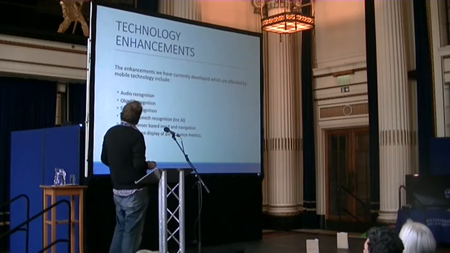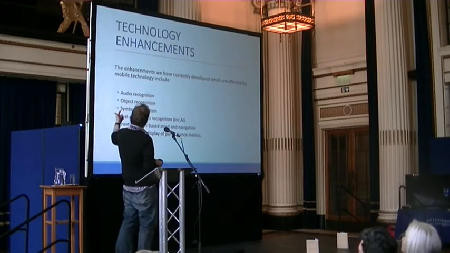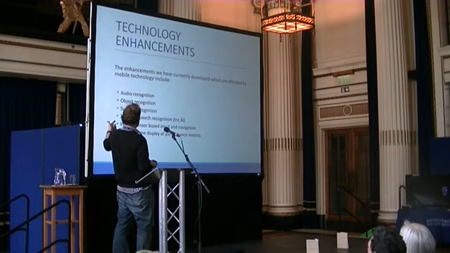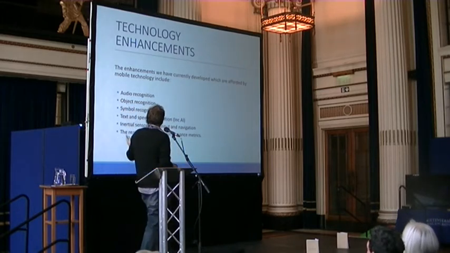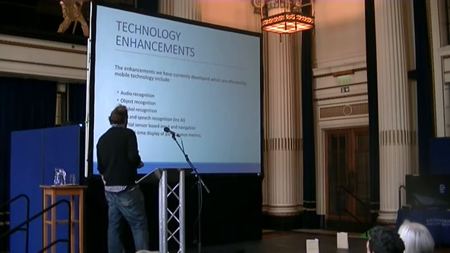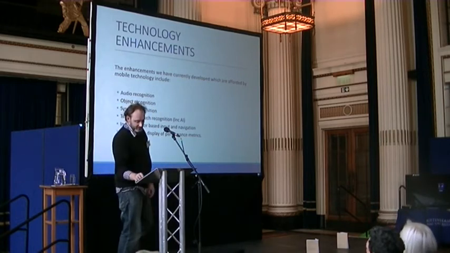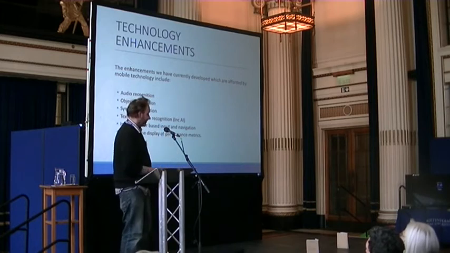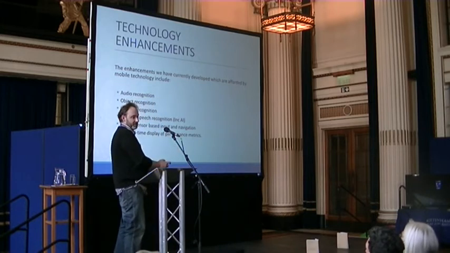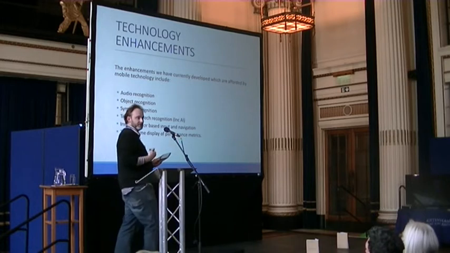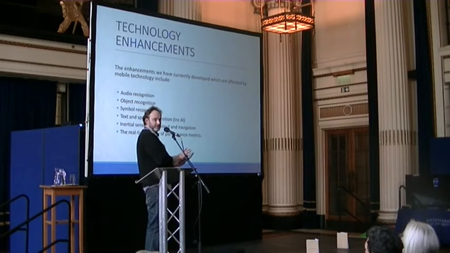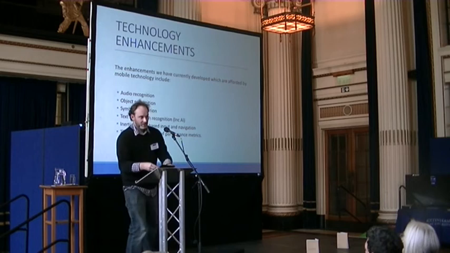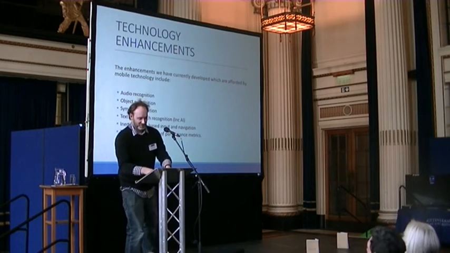The enhancements, which I've already listed, are audio recognition, object recognition, symbol recognition, text and speech recognition, including the AI I just gave the example about, inertial sensor-based input and navigation, and the real-time display of performance metrics. One of the great things about augmented reality is I can look at the ball, I can look at the targets, and I can actually have the metrics. If I use the speed equals distance divided by time example, I'll be able to float those above the robot so we can see that in real time. Does that make sense? Yeah. Good.